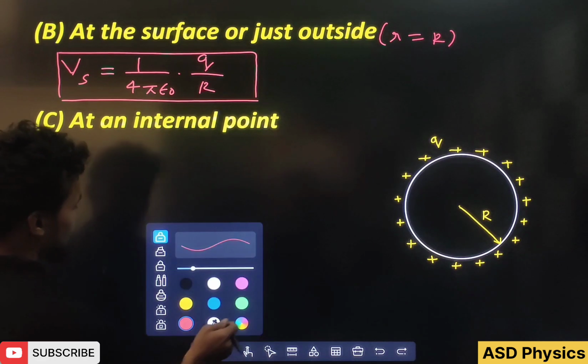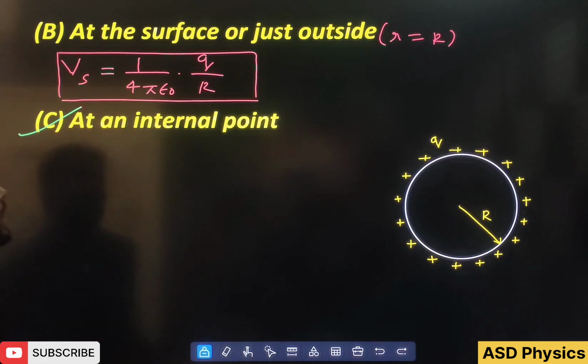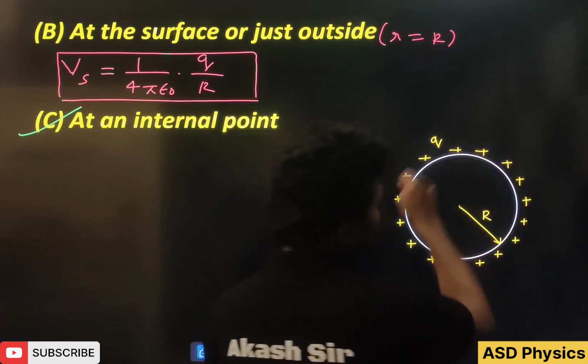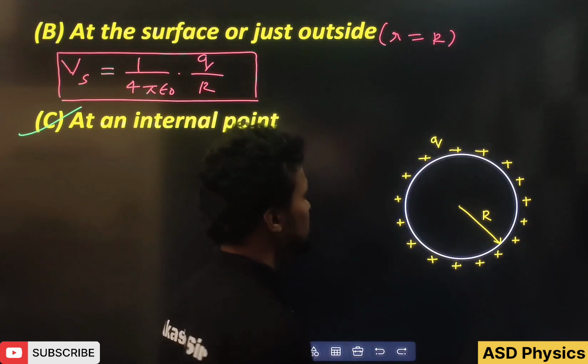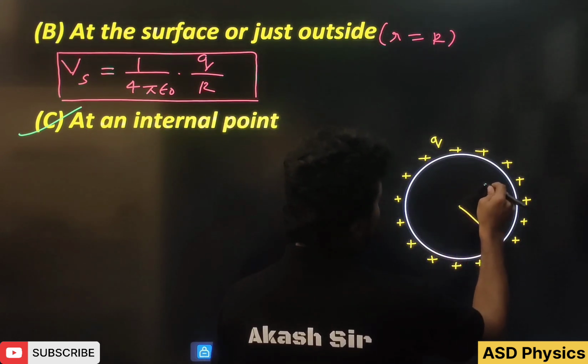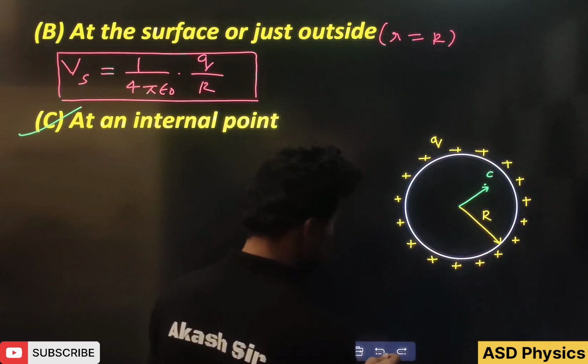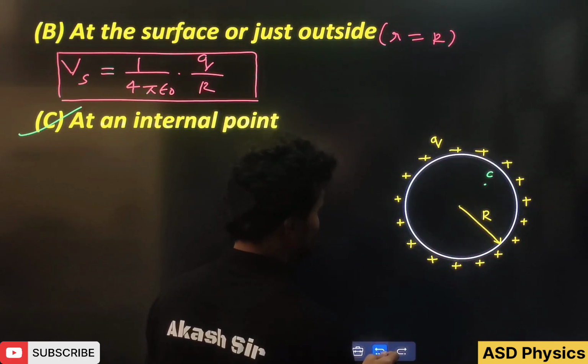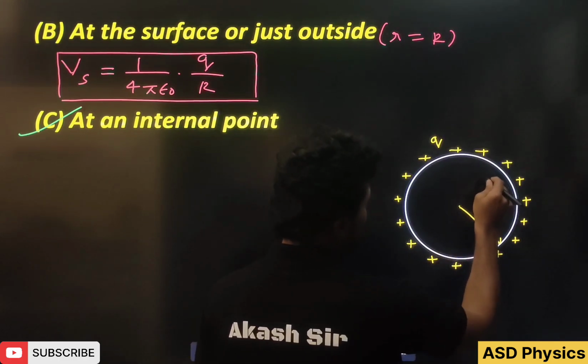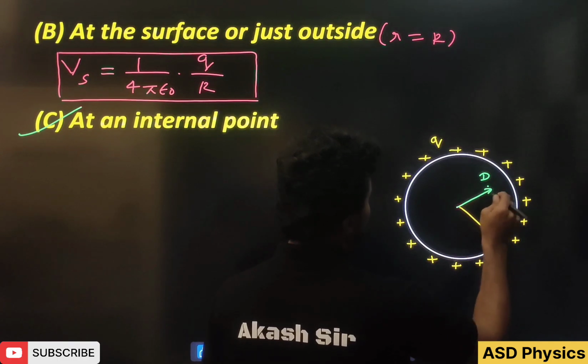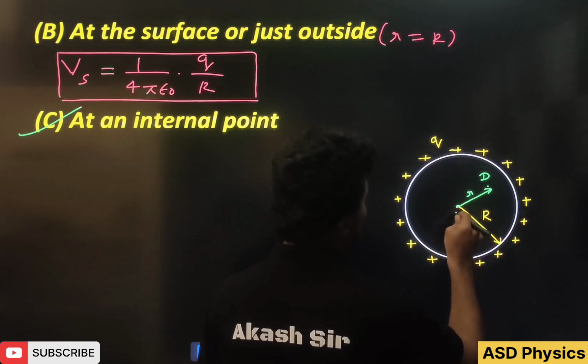Now, the main thing arises, this one here, at an internal point. So here again, I have taken one point here, let's take this point as D, with the center as C. No problem here. And this distance is how much here? r. And this is the center C.